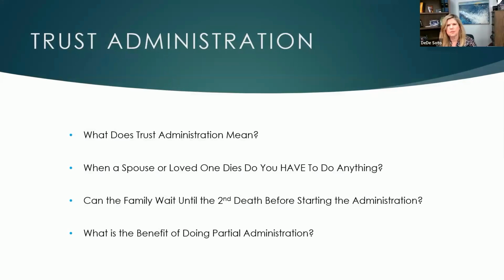There's two types of trust administrations: a trust administration at the second death, and a trust administration at the first death, which we call a partial administration, because you're basically setting it up to protect the surviving spouse and also protect the future beneficiaries as well.